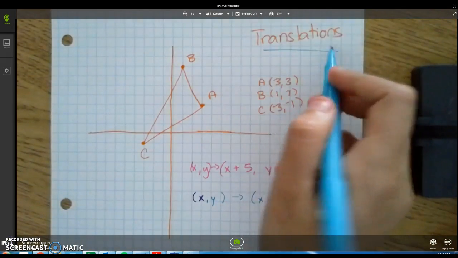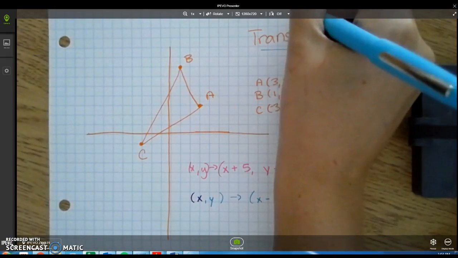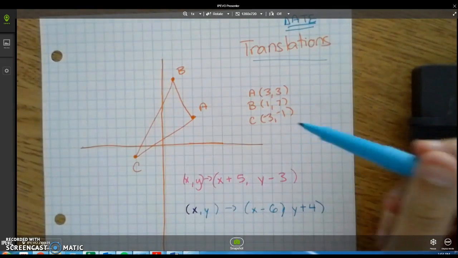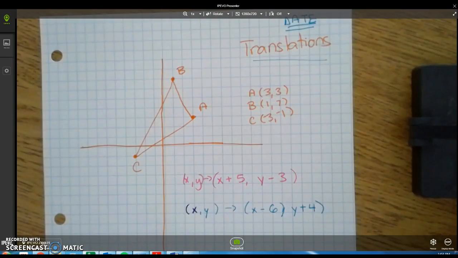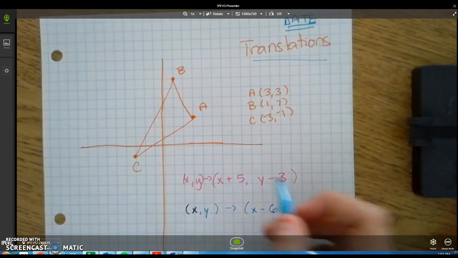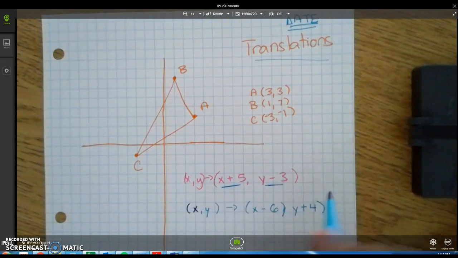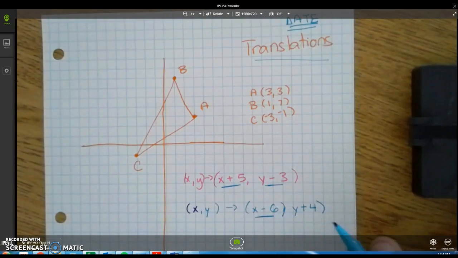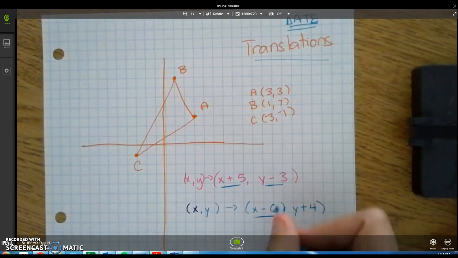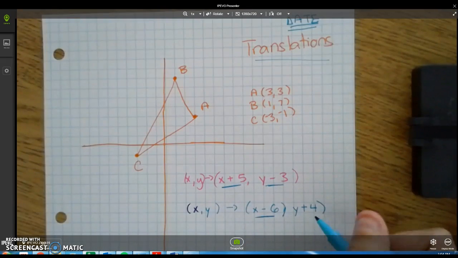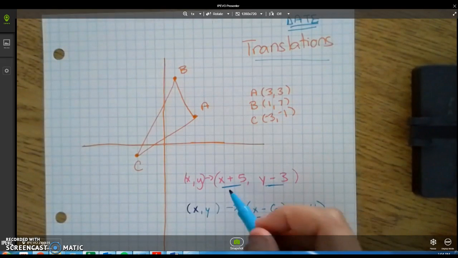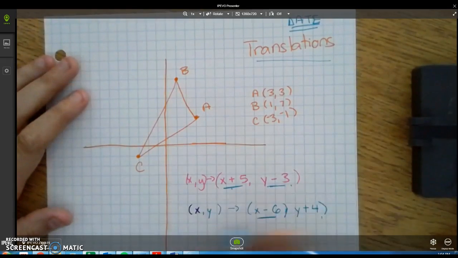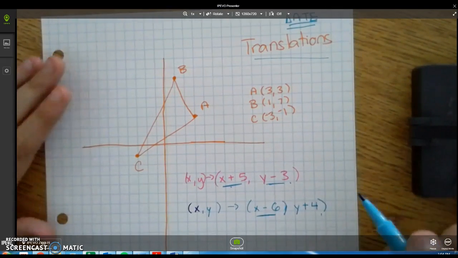Okay, translations. Make sure you put the date up in the corner. Translations are something that most people are getting pretty easily. I'm going to give you an example that has a positive x and a negative y, as well as one that has a negative x and a positive y. So this is telling me I go left or right. This tells me I go up or down. Here I'm going left, here I'm going right, here I'm going down, here I'm going up. So let's go ahead and do this blue one first, since I have my blue pen out.